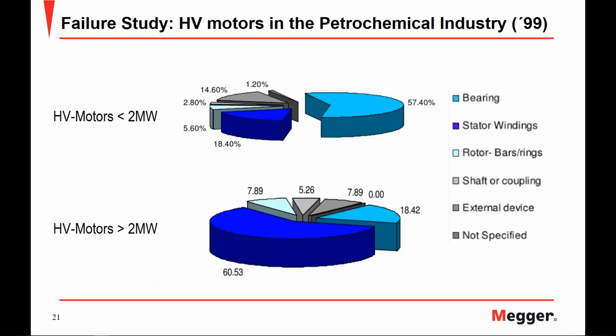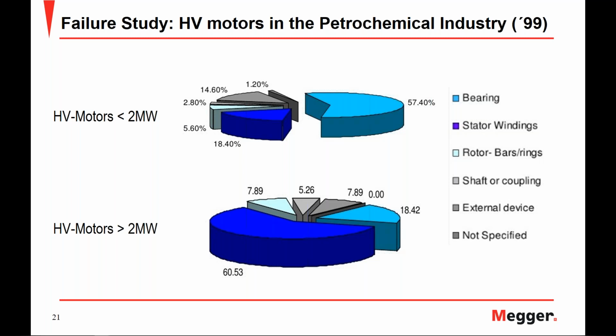Taking a more narrowed look at this, we have a study of high voltage motors in the petrochemical industry, where the high voltage motors are broken into two classes of less than 2 megawatts and greater than 2 megawatts. Looking at the high voltage motors rated less than 2 megawatts, 57% of the failures were due to rotating machine bearings, while in high voltage motors greater than 2 megawatts, 60% of the failures were due to the stator windings. And this is due to the fact that rotating machines above 2 megawatts utilize sleeve bearings with higher reliability rather than the ball bearings with higher failure rate.